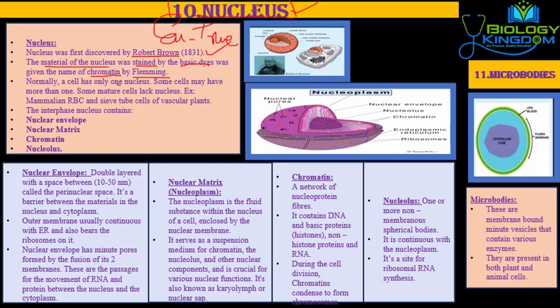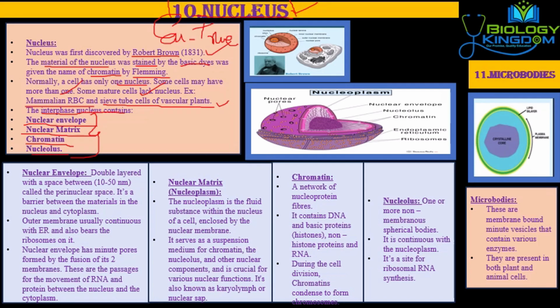Normally, every cell has one nucleus, but some cells may have more than one. Some mature cells do not have a nucleus, for example, in humans the mammalian RBC, and the sieve tube cells of vascular plants. There are four phases in the process of cell division: prophase, metaphase and so on. Whenever we are concerned with the interphase nucleus, generally four parts are seen within the nucleus: the nuclear envelope, nuclear matrix, chromatin and nucleolus.